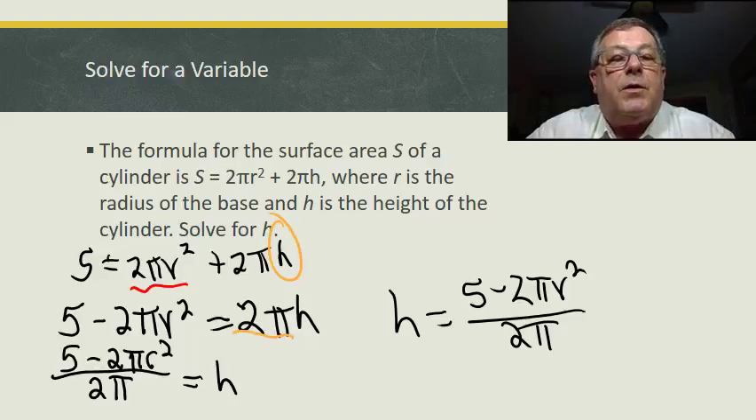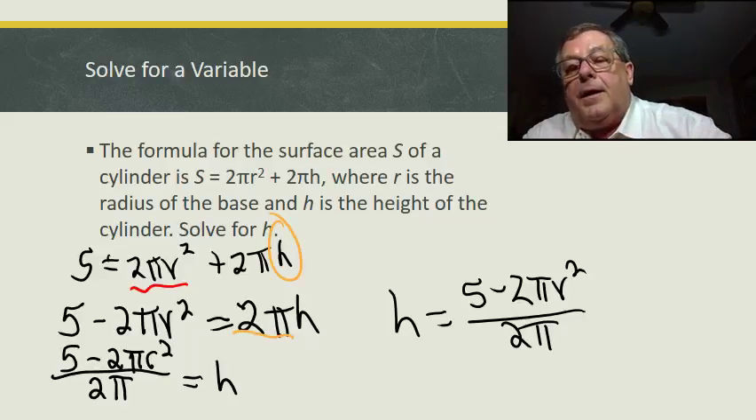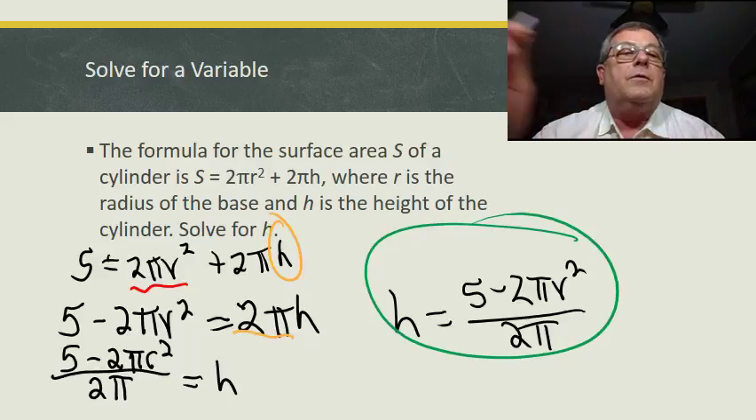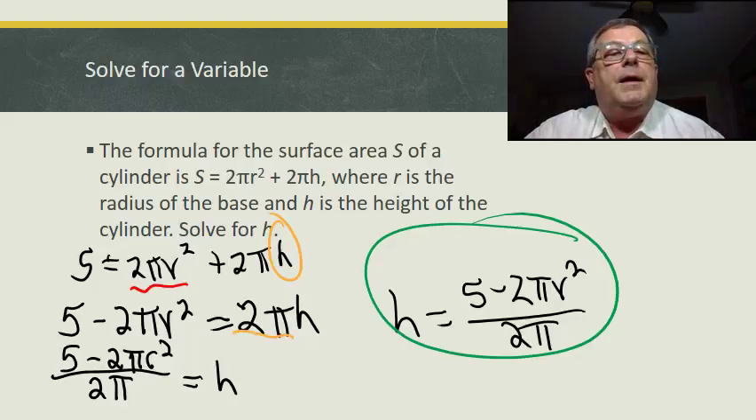In this case, we're looking at the surface area of a cylinder, S equals 2 pi radius squared plus 2 pi h, solving for h. Here is our answer. Happy, happy, happy days.